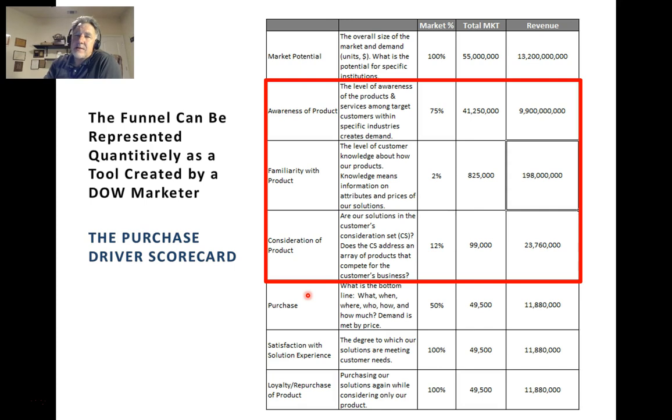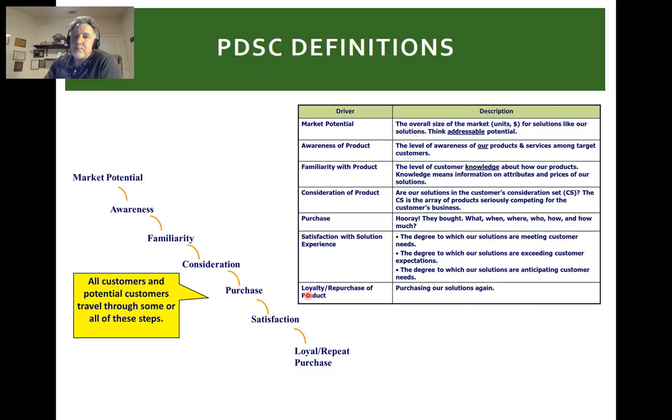So I'm going to walk through a few things, and then close out with an Excel spreadsheet, which will be your exercise on Wednesday. So some definitions on the Purchase Driver Scorecard. We start with potential, which is your SOM. Then you have awareness, which is the level of awareness of the product and service among that target audience. Then familiarity is the level of knowledge about the product. That means information about attributes and prices of your product solution.